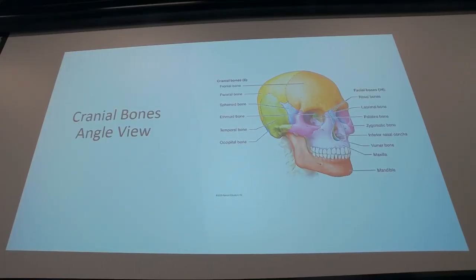So here is the angle view of the cranial bones and the facial bones as well, which are part of all these bones in the cephalic area. So cranial bones, we have frontal, occipital, temporal, sphenoid, and parietal. And it's not seen in here, but internally, we have the ethmoid. Oh, well, you can see here the lateral view of the ethmoid.